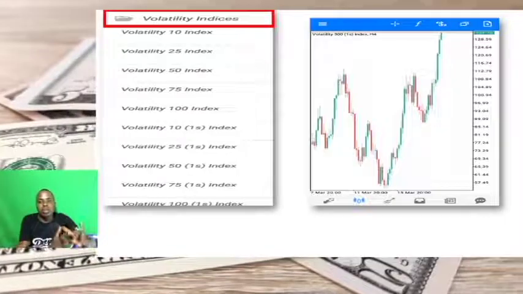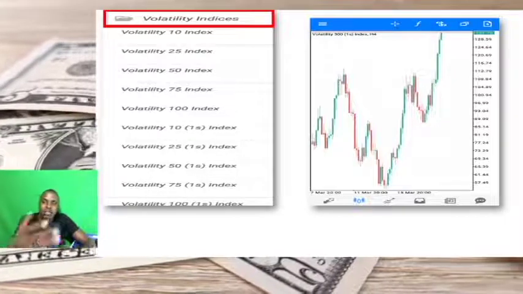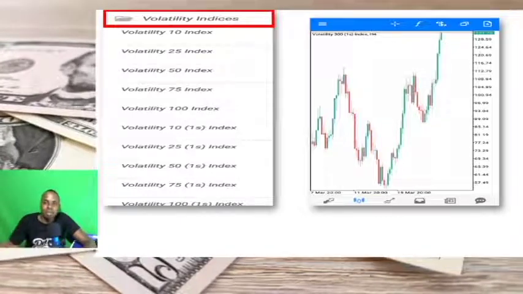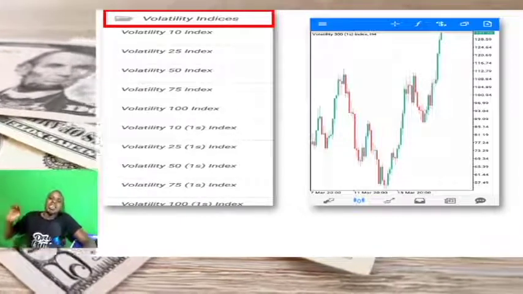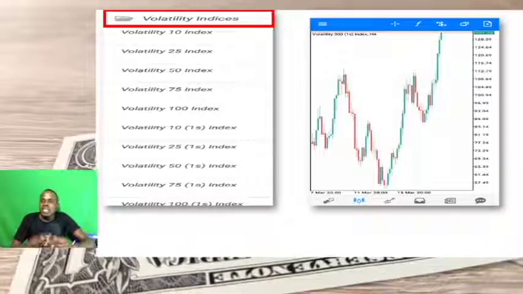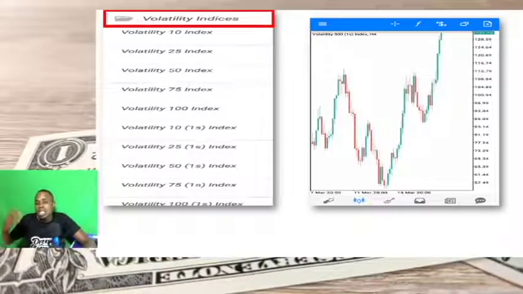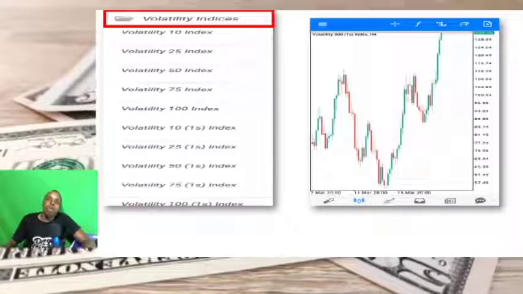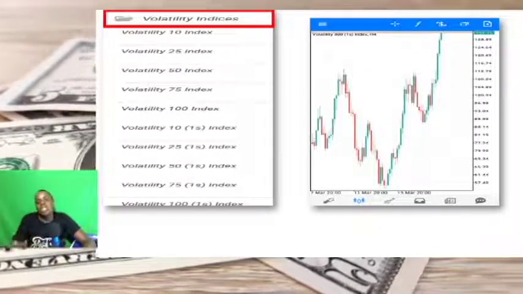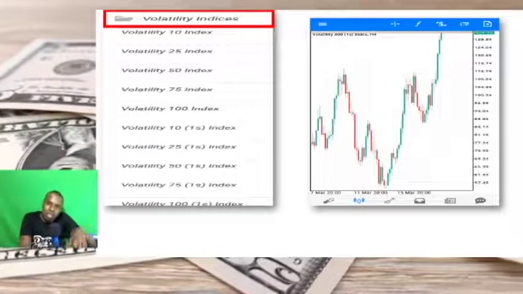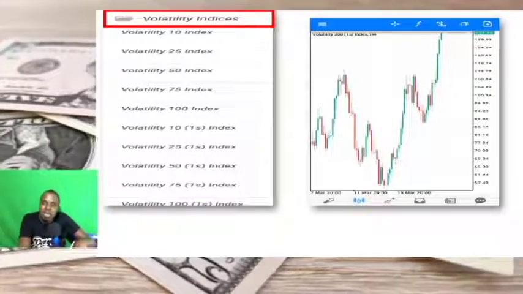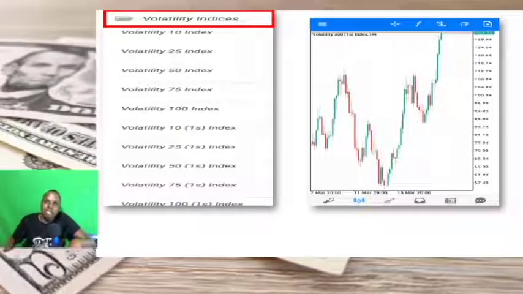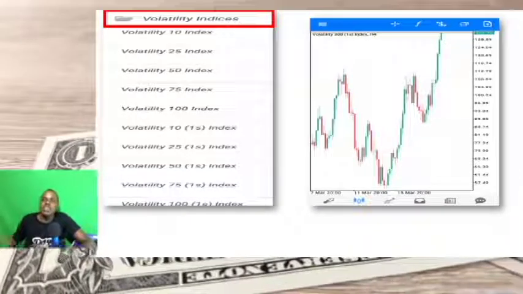But if you trade synthetic indices, if you trade volatility indices, you are going to see that as long as you are trading the volatility 10 index, the level of volatility is the same in the morning, in the afternoon, in the evening, in the night. If you're trading volatility 100, the level of volatility is going to be the same. So the difference between them is that the volatility 10 has only 10% of the volatility 100 index. The volatility 100 is the most volatile of these indices. It moves a lot, right?